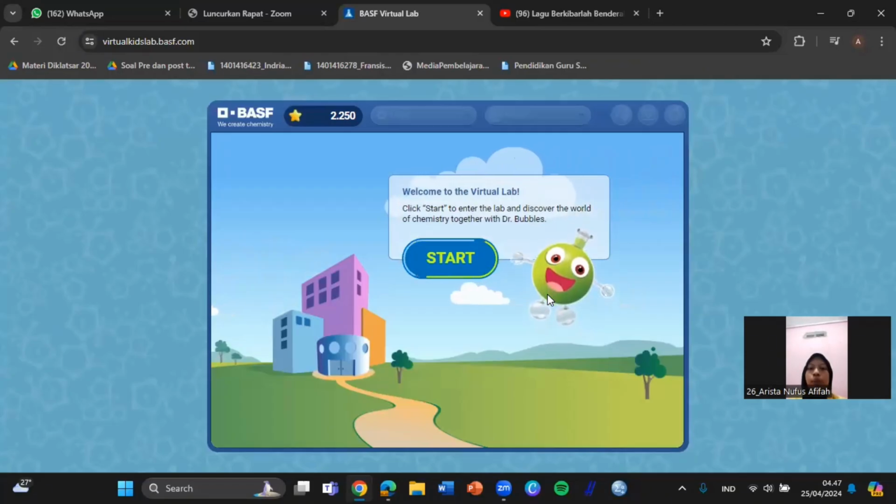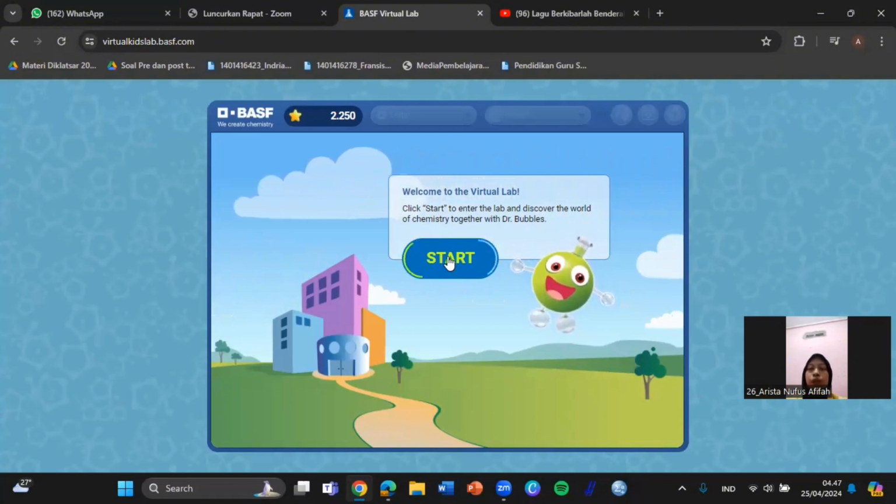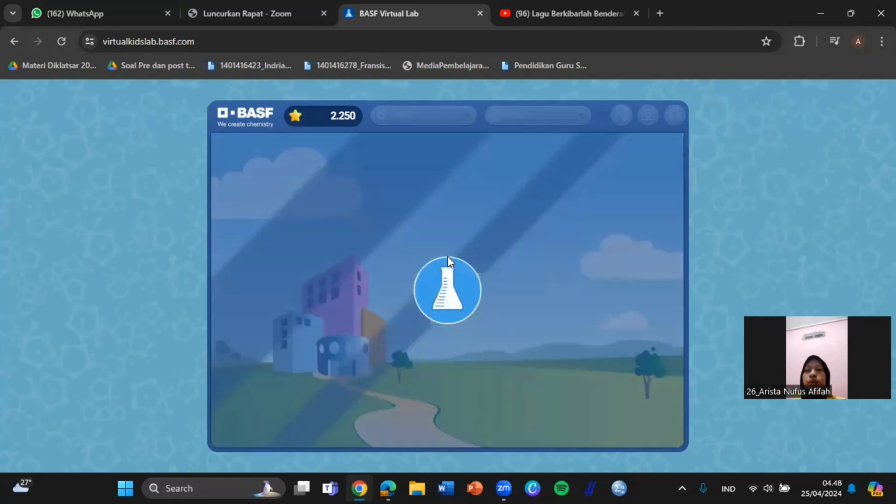The first step, open the Virtual Lab Kit's website. Then, click Start to enter the lab and discover the world of chemistry together with Dr. Bubbles in Virtual Lab Kits. Don't forget, select English to access the photosynthesis content, because if you use another language, the photosynthesis content will not appear.